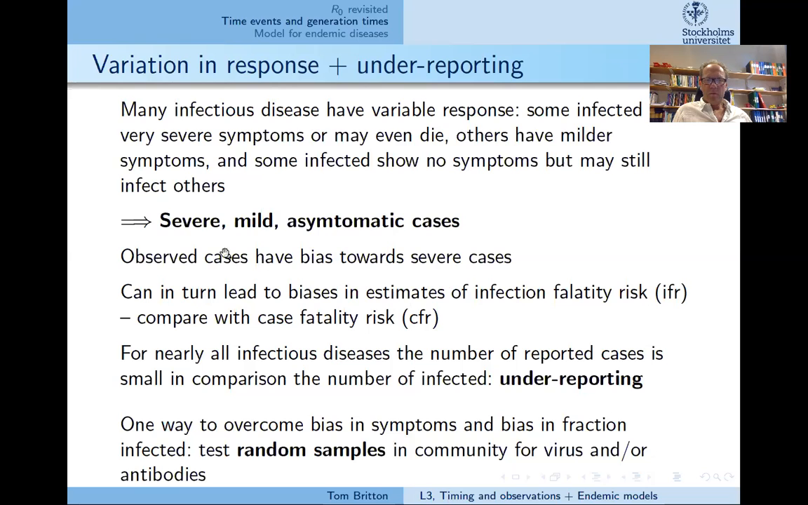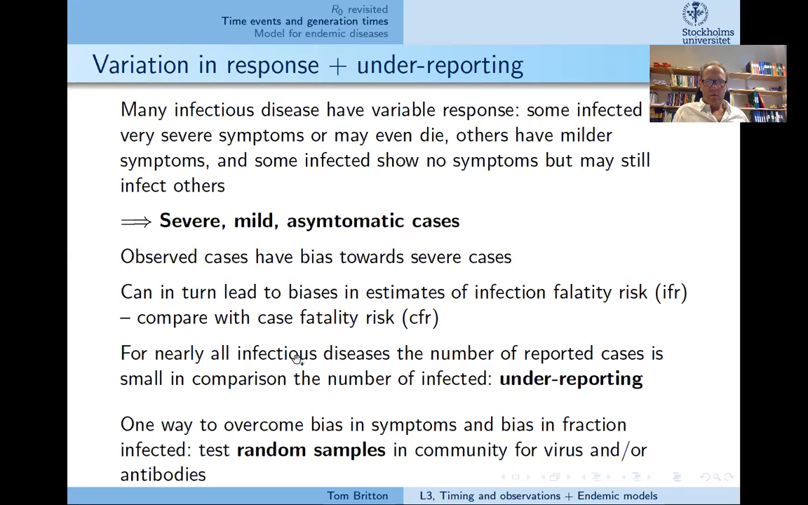However, if you don't keep in mind that your observed cases are more severe, it's also easier to estimate what is the probability of dying among the reported cases. So that is called the case fatality risk. But from a spreading point of view, and also from a human point of view, the more important quantity is the infection fatality risk. But it's important to keep distinguishing these two things.